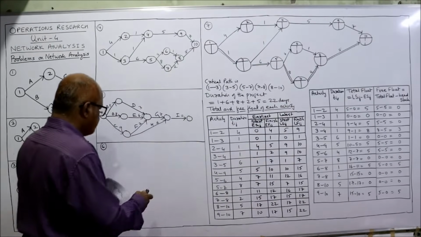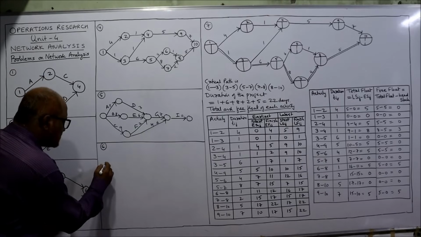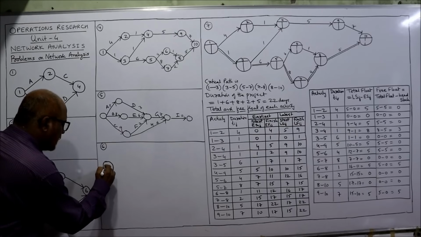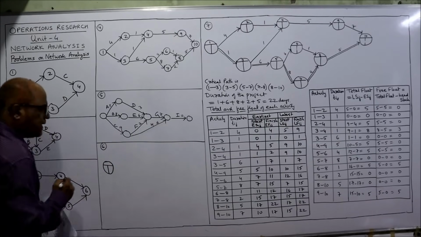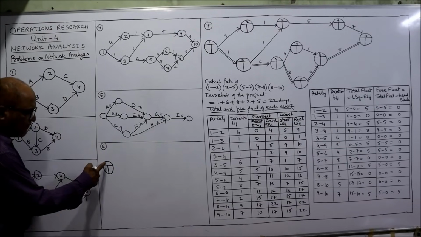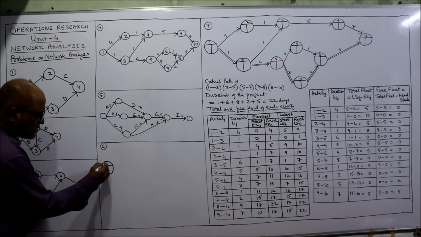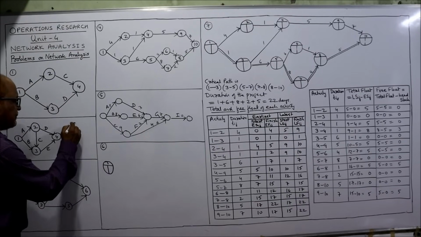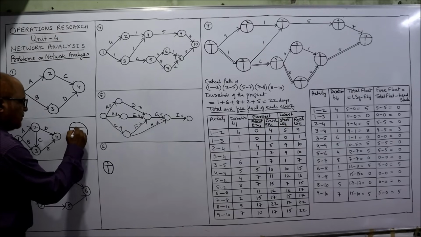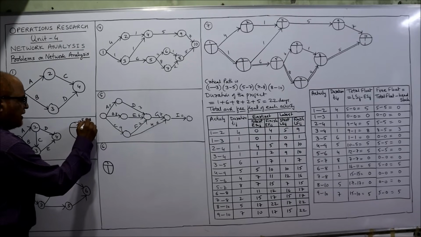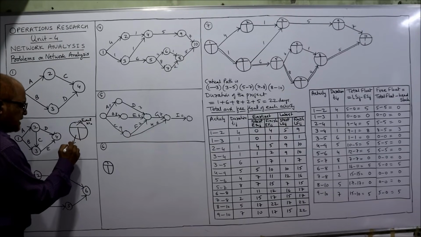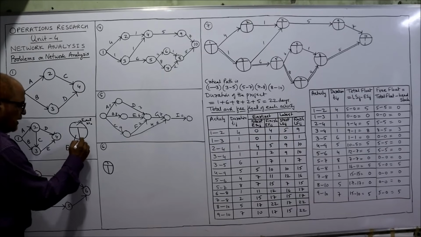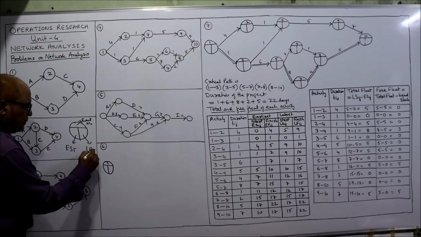Now, see carefully. I am drawing a large circle. 3 parts I am making. The first part is the event number. This part is called EST and this part is called LFT. This is the circle. The upper part is the event number. And this is the EST value. And this is the LFT value.